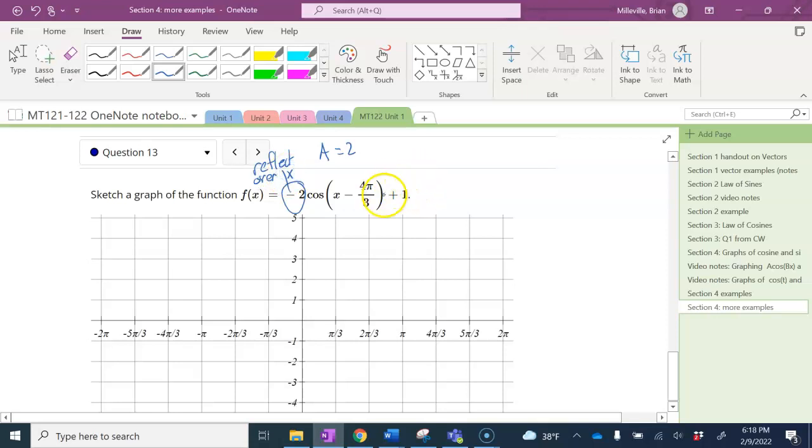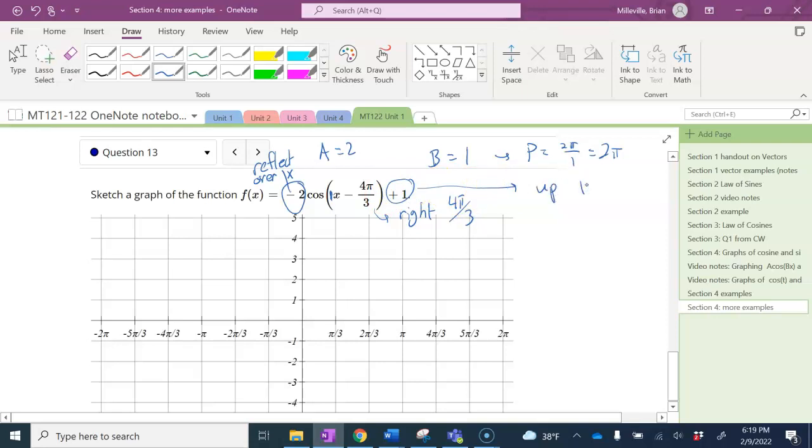All right, we got a little something on the inside. The coefficient of x is 1, so it's not affecting the period whatsoever. So the number b is equal to 1, which means the period is 2 pi over 1, so it's the standard or usual period for cosine in this case. This number on the inside makes us go right by 4 pi over 3, and then the last number is going to make us go up 1.